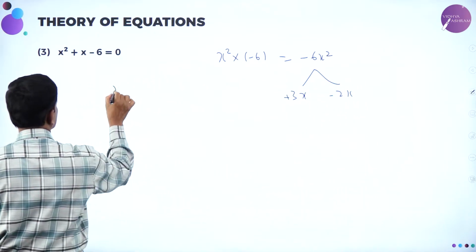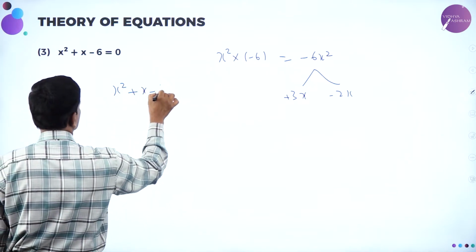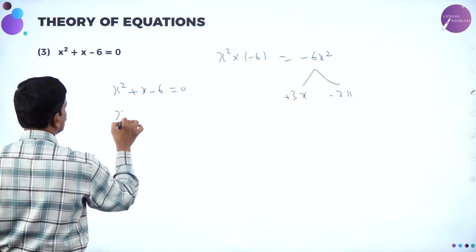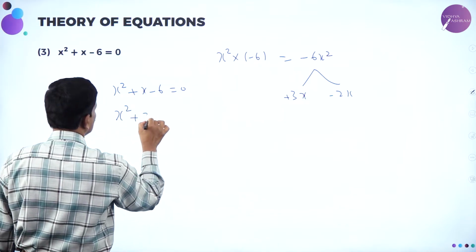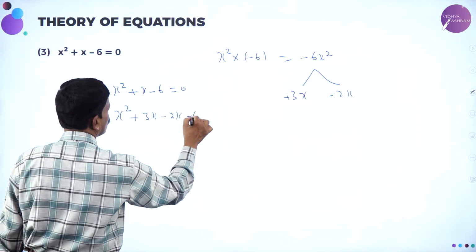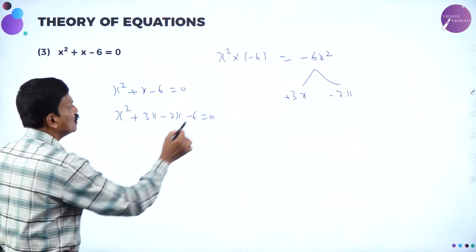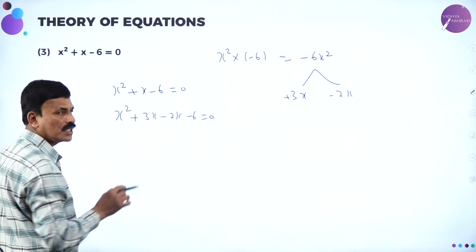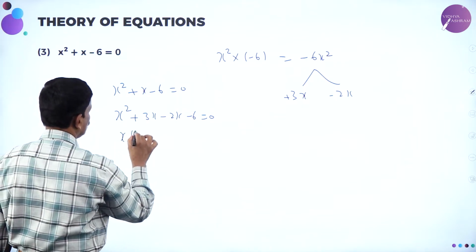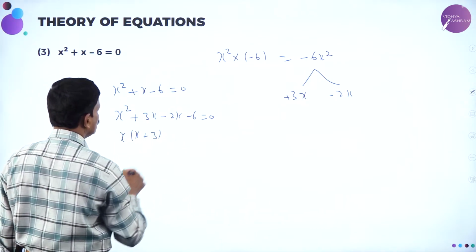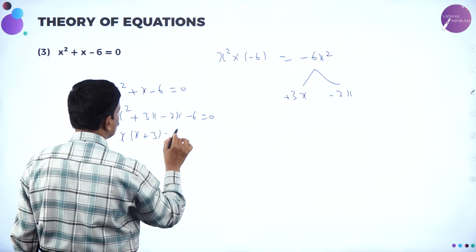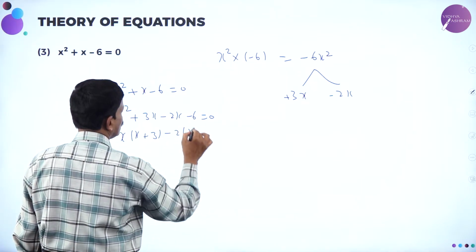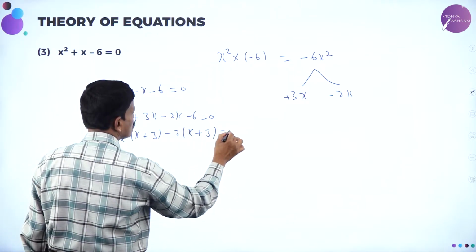So this equation x square plus x minus 6 is equal to 0 can be written as x square plus 3x minus 2x minus 6 is equal to 0. 3 2s are 6, and 3x minus 2x is plus x. So here the common factor is x: x plus 3, and minus 2 is the common factor: minus into minus plus, 2 3s are 6, is equal to 0.